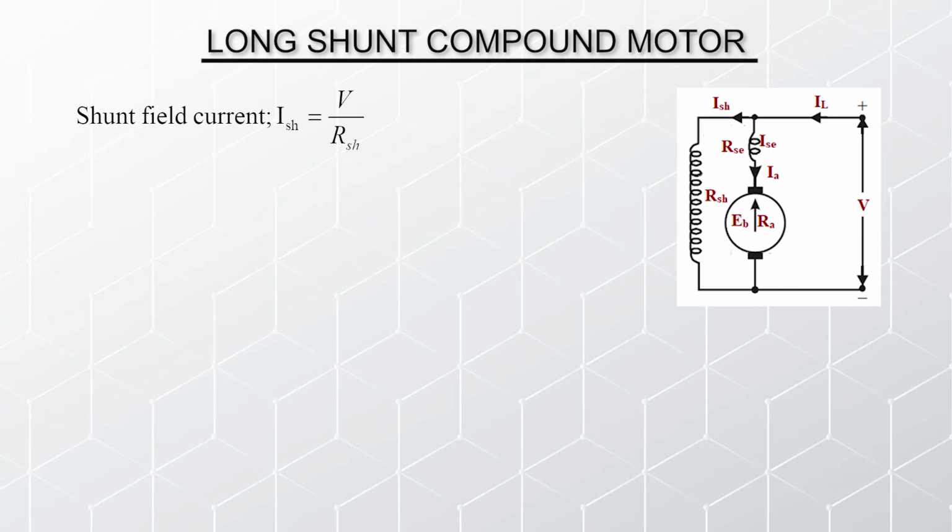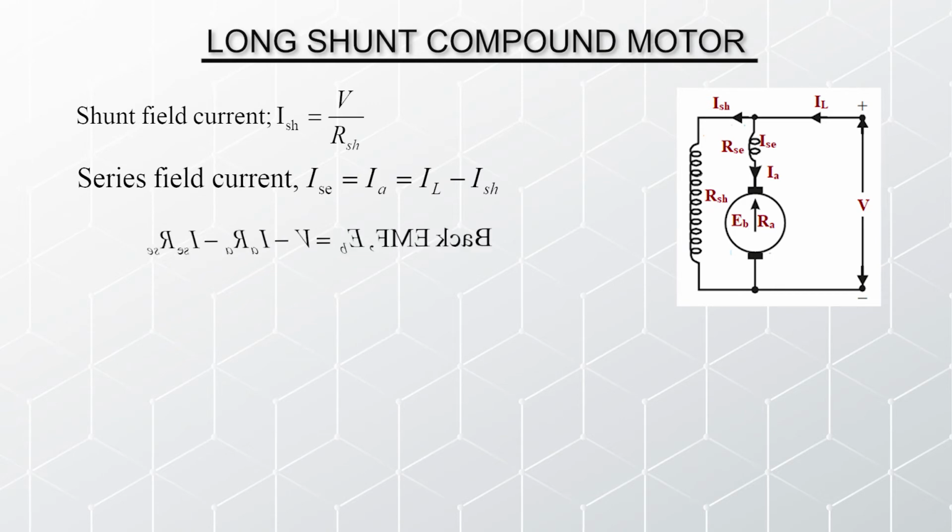Now if you are interested to calculate the value of this series field current, that is ISE. This ISE is equal to basically what? This ISE is nothing but the armature current IA, and this IA can be written as IL minus ISH, or you can say IL is equal to ISE plus ISH.